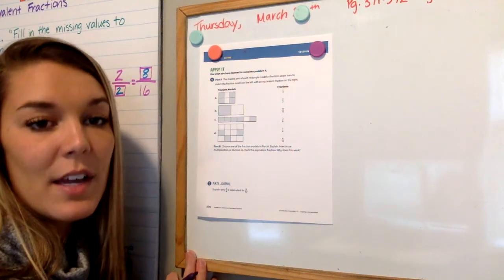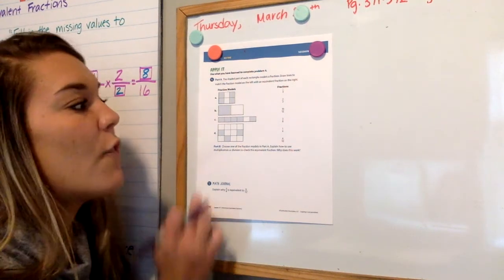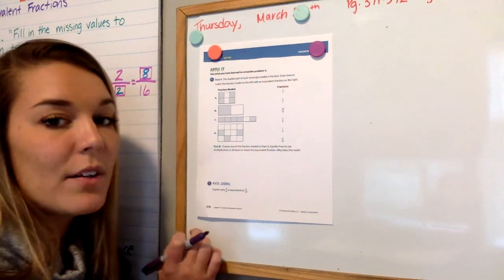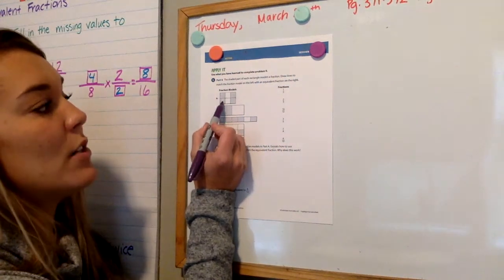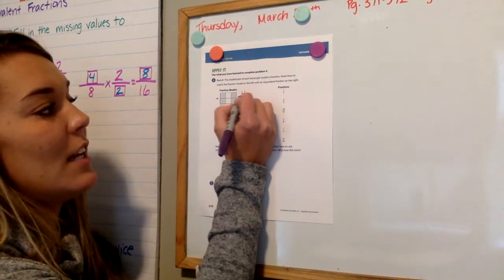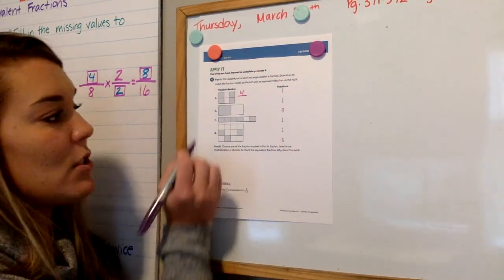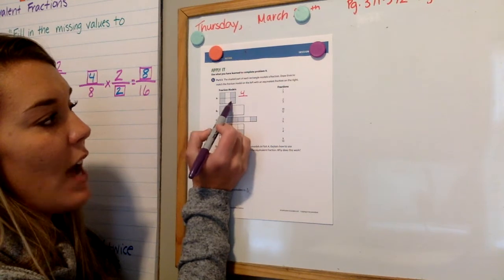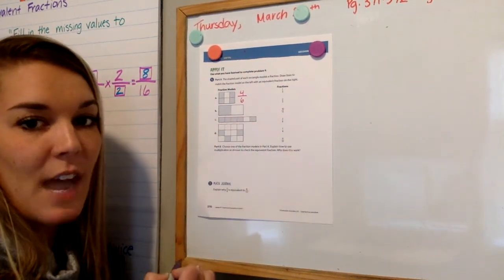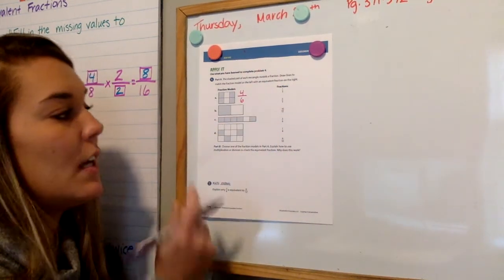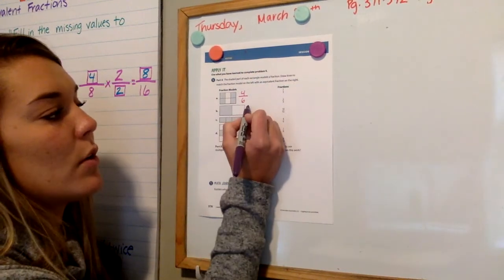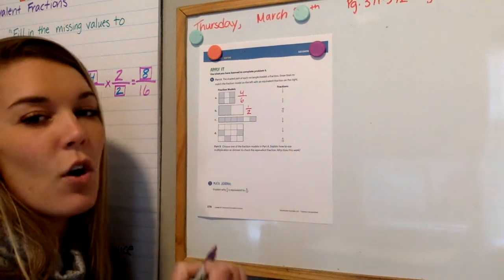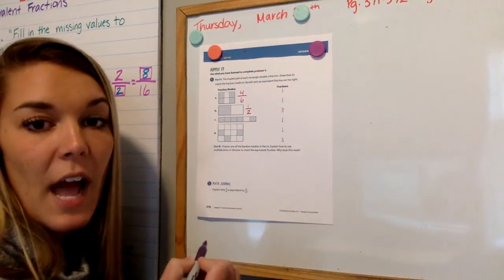So this is my advice. If you see something like this, first figure out what your model is showing. Here, in A, I have 1, 2, 3, 4 pieces shaded. And in total, how many parts do I have? 1, 2, 3, 4, 5, 6. That one shows 4/6. In this one, I have 1 piece shaded. There's 2 parts in total, so it's 1/2.